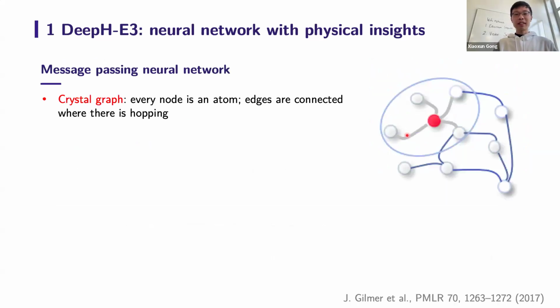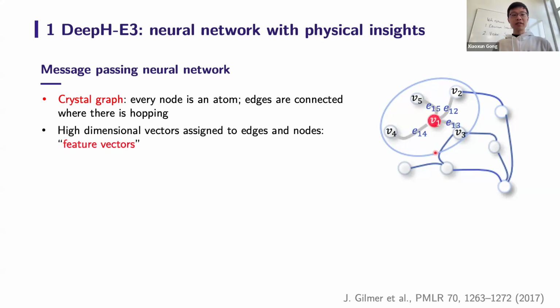Okay, so let me briefly introduce the neural network architecture we are using. We are using the message passing neural network on crystal graphs. So what is a crystal graph? A crystal graph basically means that if we have a material, we treat each atom as a node in the graph data structure, and then we connect edges between the nodes where there's non-zero hopping, which is the Hamiltonian matrix element between two atoms.